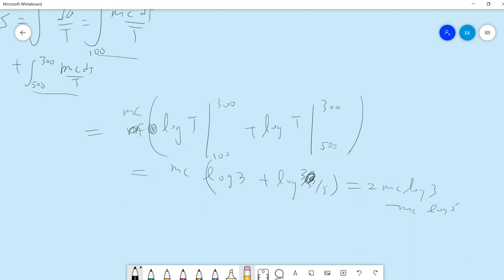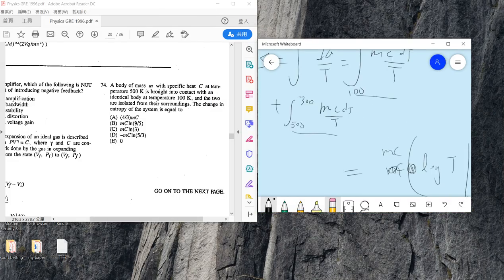Okay, so which one is the answer? 2 mc log 3 is mc log 9. So the answer is B. The answer is B.